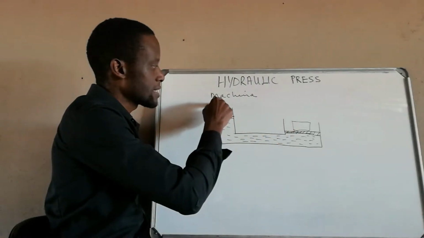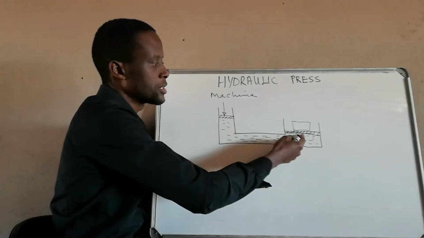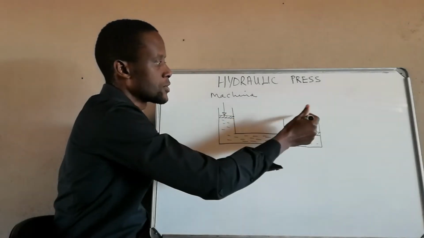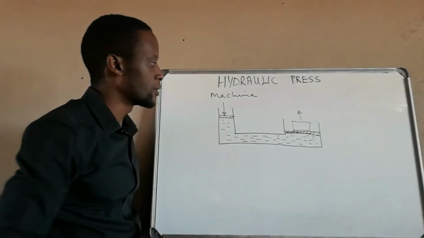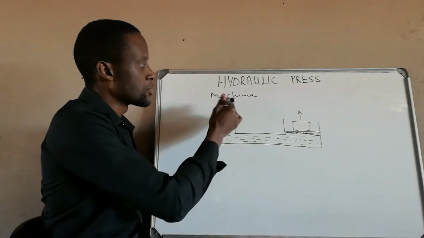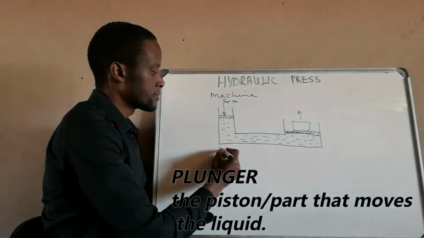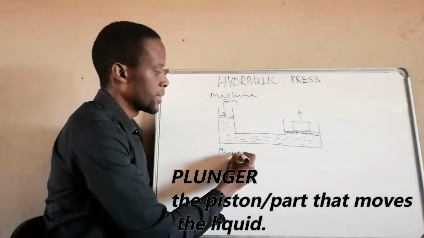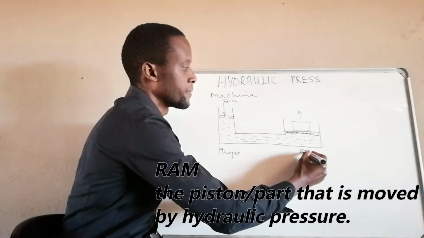If we push this side down, this liquid will be pushed and it will push this object upwards. So this object will go upwards as a result of the force that we apply on that part. Where we are applying the force, we'll call this side the plunger side. Where the force is being received, we'll call this side the ram.